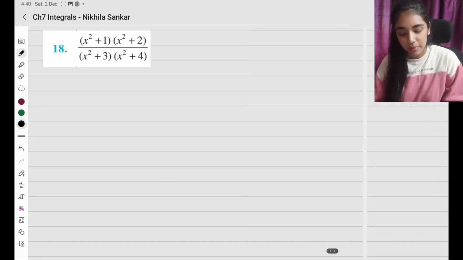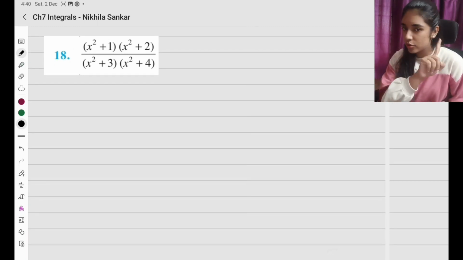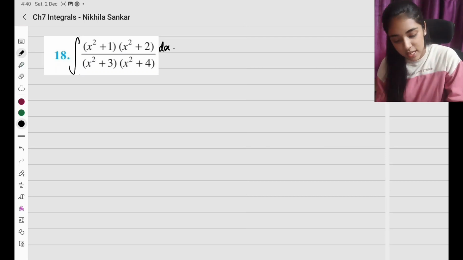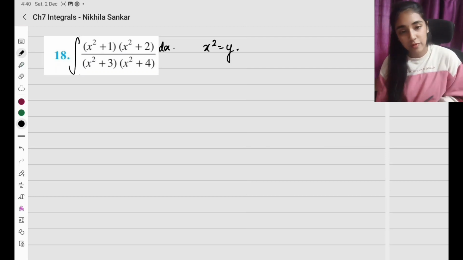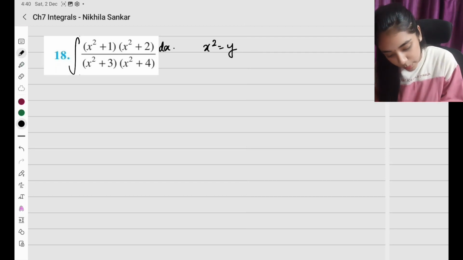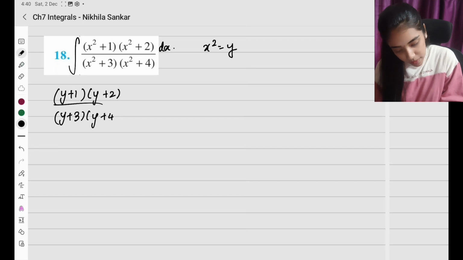Question number 18. In that I am going to put a value for x square. I am not going to substitute; my variable of integration is always going to be dx. I am only putting a value of y for simplicity. So first, the question becomes (y plus 1)(y plus 2) divided by (y plus 3)(y plus 4). What do you notice here?